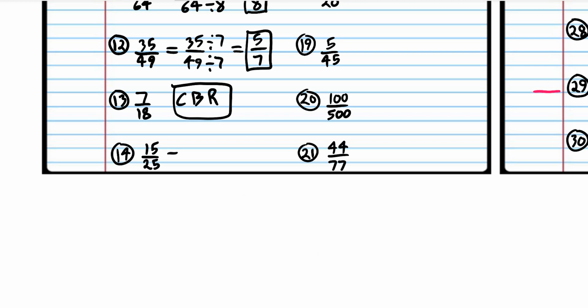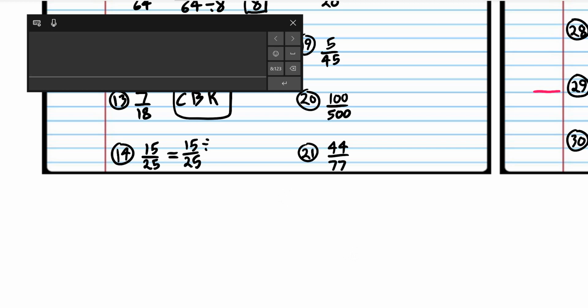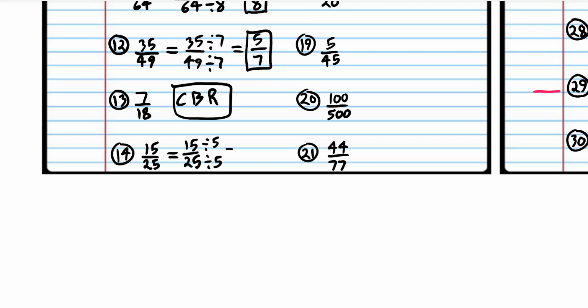All right. I know 5 times 3 is 15. And I know 5 times 5 is 25. So I can divide both sides by 5. 5 goes into both those numbers. When I say 5 goes into both those numbers, I just mean 5 times something equals those numbers. So 15 divided by 5 is 3. 25 divided by 5 is 5.